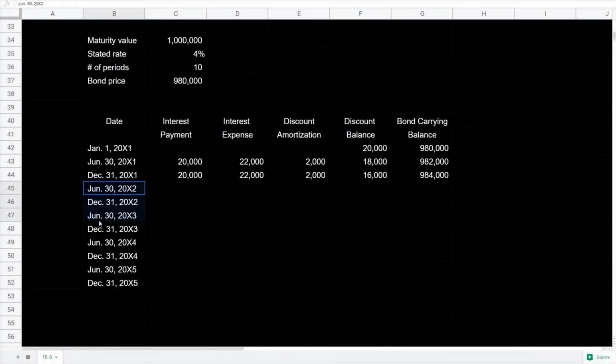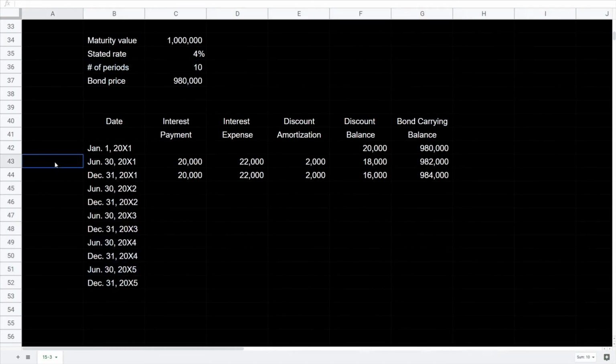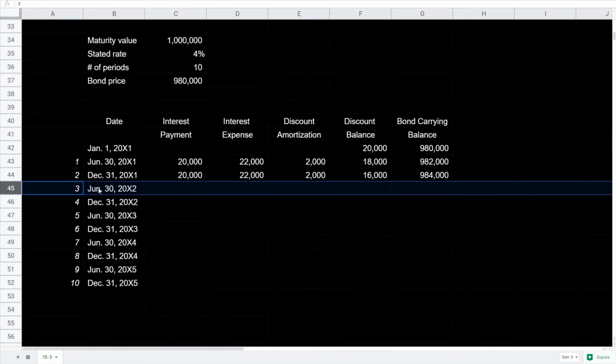I've gone ahead to complete the table, or at least the dates in the table, and we can check to ensure that I've done this correctly. We know that there should be 10 periods, so let's see how I did. 1 period, 2 period. Let's take a look at the third period, June 30th, 20X2.